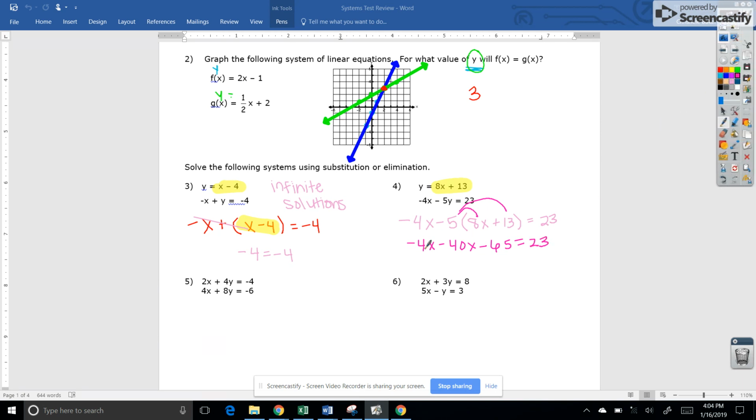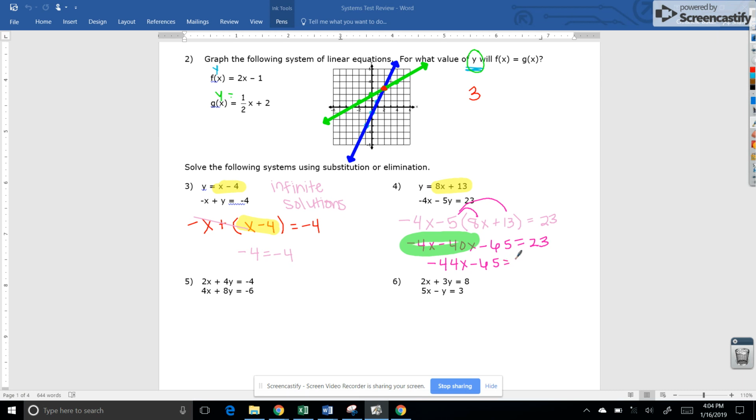I'm going to combine like terms, negative 4x and negative 40x. Those ones are like terms. They both have an x. So that becomes negative 44x minus 65 equals 23.